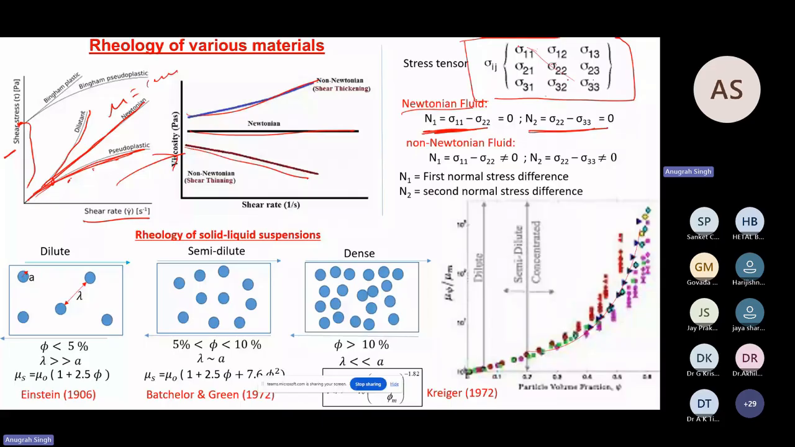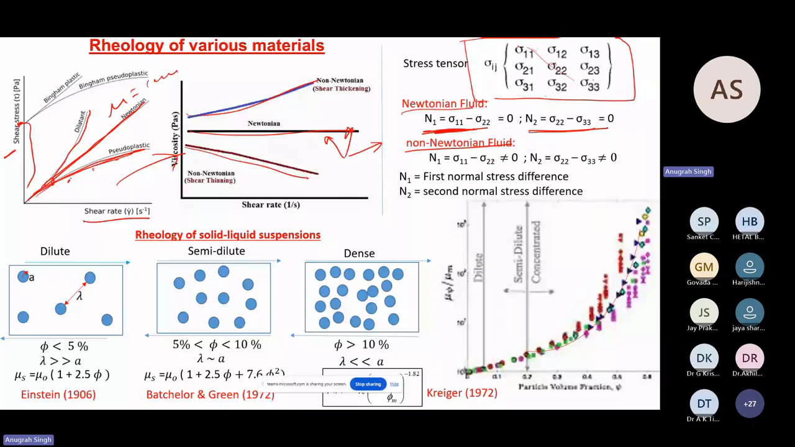Here 1 is the flow direction, 2 is the gradient direction, and the third is the vorticity direction. So in a Newtonian fluid, both N1 and N2 are zero. N1 and N2 are also rheological properties, but for a non-Newtonian fluid, they are non-zero. And what does this mean? It simply says Newtonian fluids are isotropic; there is no difference in direction. But for a non-Newtonian fluid, the stresses are anisotropic.